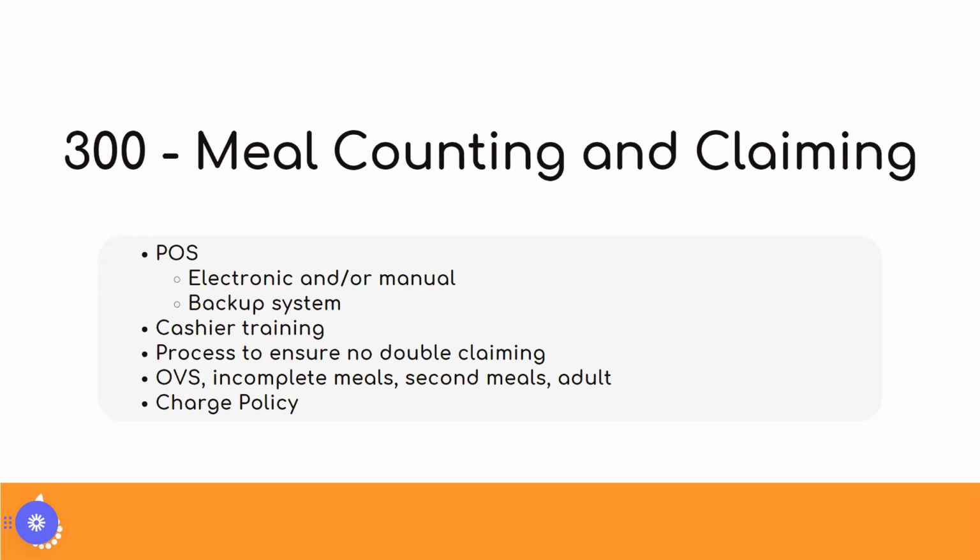What do you do with incomplete meals? So if a student comes up and they're missing, let's say, a fruit or vegetable, do you encourage them to go back and grab it? Do you just charge them a la carte pricing? What do you do with second meals? So if a student comes through and has already gotten one reimbursable meal and they'd like a whole second lunch, what are you doing with that? And then how are you charging adults that come through and participate in the program?